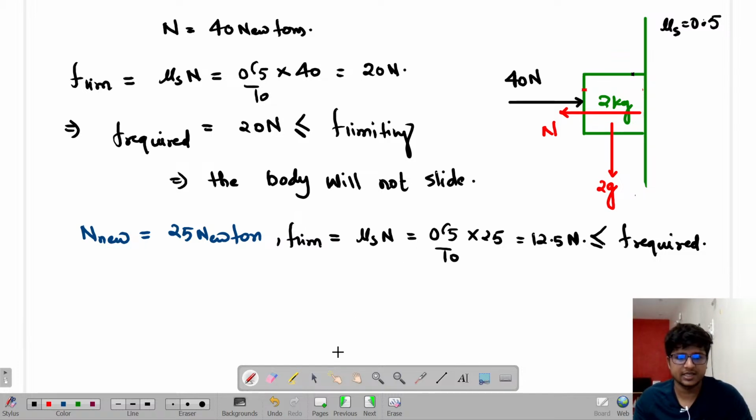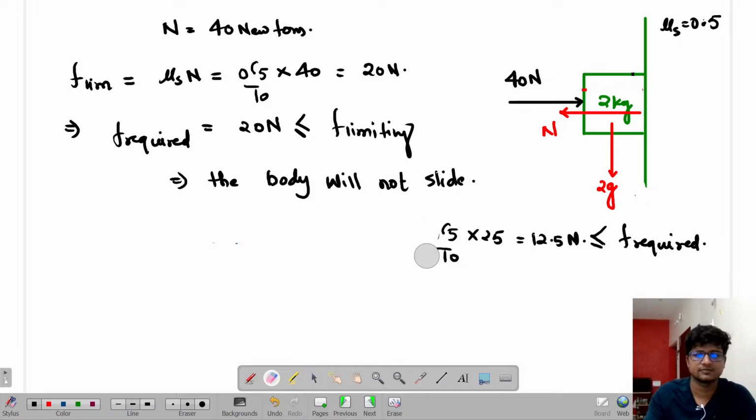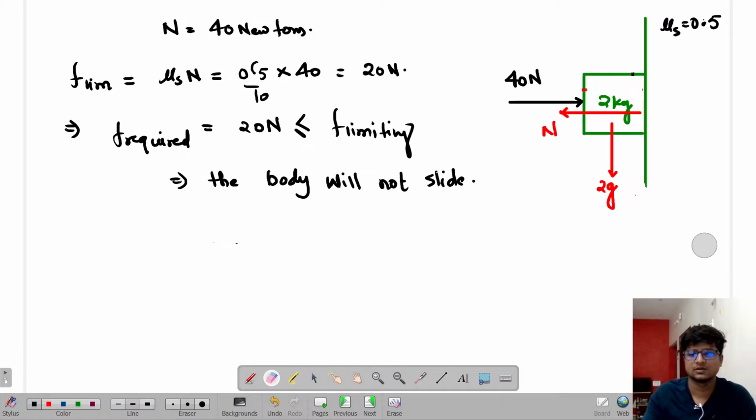Now if I apply, not in this way, let's suppose I apply this force of 15 Newton. The question is written as: another horizontal force 15 Newton is applied on the block in the direction parallel to the wall. So let's suppose I apply this 15 Newton in the direction parallel to the wall, like this way in downward direction, valid or not?